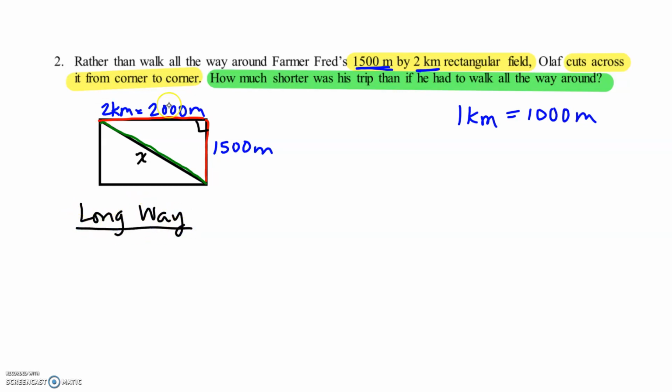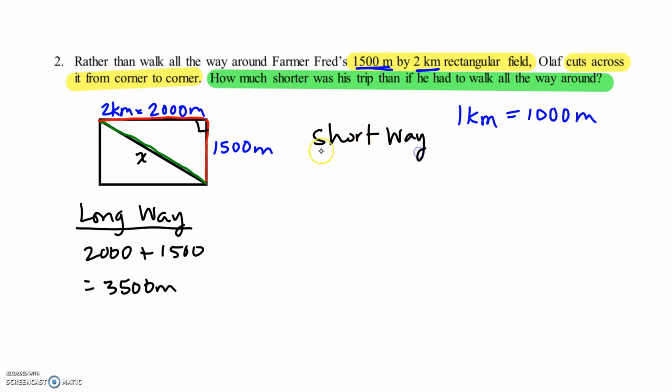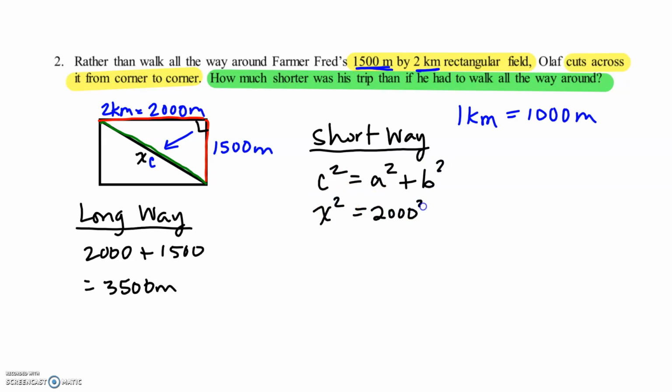So let's start by finding the long way. So the long way in red, he would have gone 2,000 meters plus 1,500. So that's 3,500 meters. Now for the short way, I don't have that answer, but I can draw my arrow to see that that's the C value. So I can use Pythagorean Theorem to find it. So C squared equals A squared plus B squared. So C is my X, that's what I'm finding. And then I have 2,000 squared plus 1,500 squared.